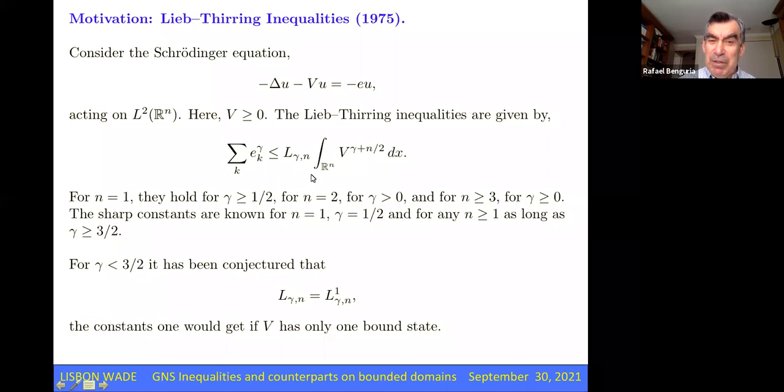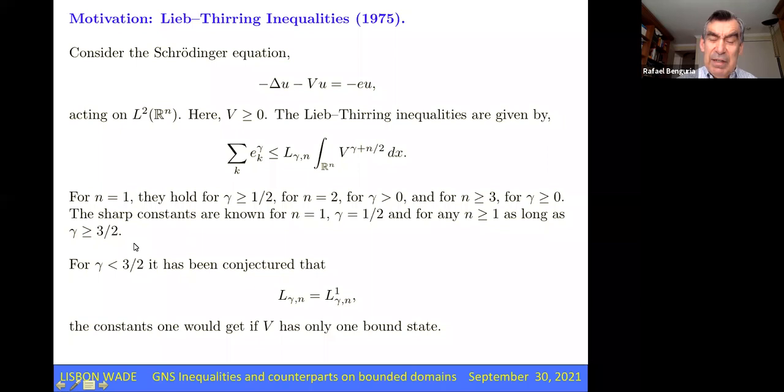Sorry, the Rosenblum-Schwinger-Lieb inequality case is for dimension n bigger or equal to three when gamma is equal to zero. In dimension two, they only hold for gamma bigger than zero. And the sharp constants are known for n equal one and gamma equal a half, and for any n bigger or equal to one, as long as gamma is bigger or equal to three halves.